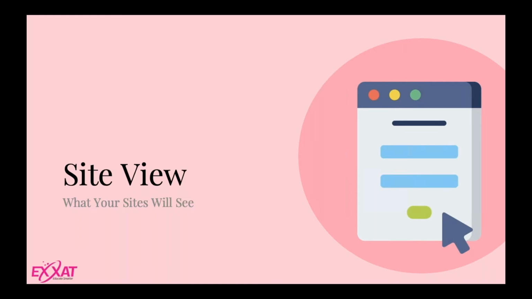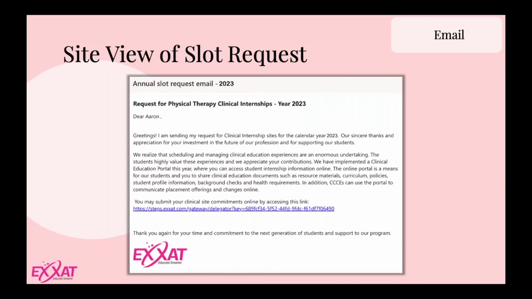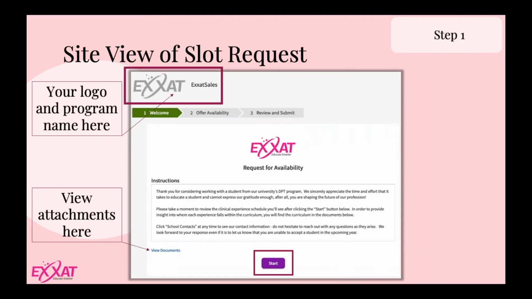All right, so let's look at what the site sees. First of all, they get the email from you, and that's going to have the email that you put in. It'll have, if you want it to, your logo, and then just this customized email, whatever you want to say, and it's going to have a link. That link is the key to getting them to the page that will allow them to add slots. So once they click that link, it takes them to the landing page.